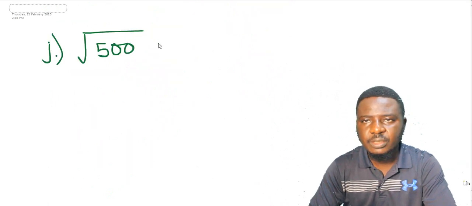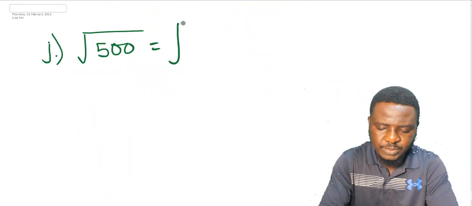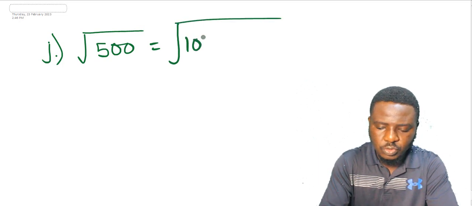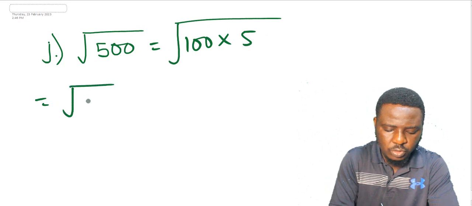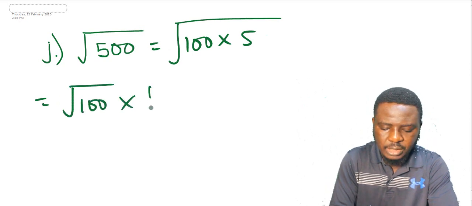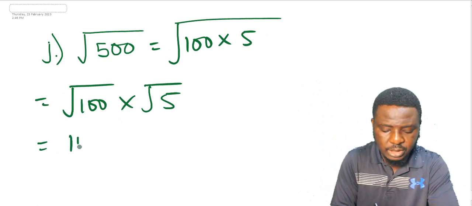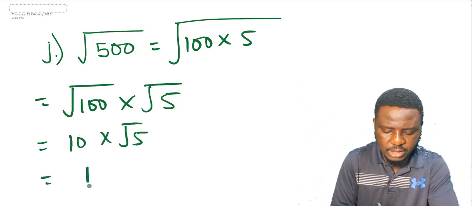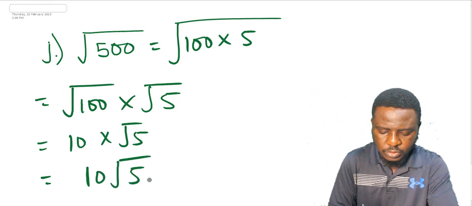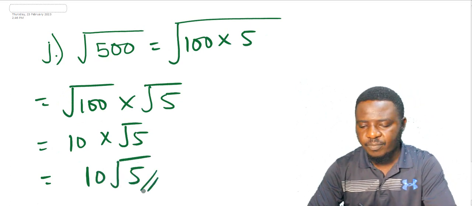Next is root 500. Root 500 can best be simplified to be root 100 times 5. This is equal to root 100 times root 5, and root 100 is said to be 10, times root 5. This gives us 10 root 5.